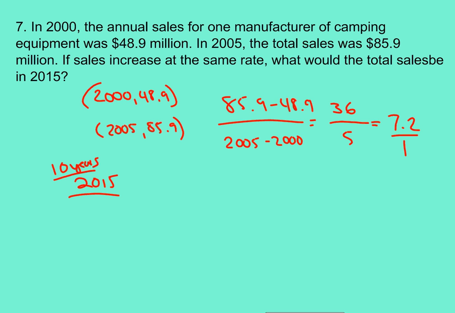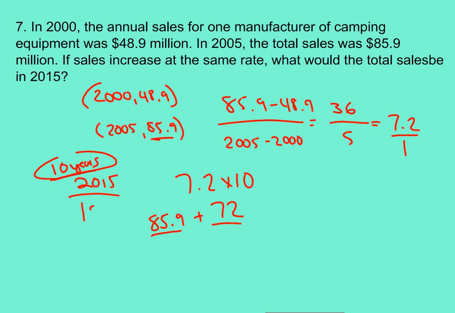Okay, so if I want to know what it's going to be like 10 years down the road, I'm going to take 7.2 times 10, and that's 72. And I'm going to add that to 85.9. All right, so 85.9 plus 72. So in 2015, if this trend continues, it's going to be $157.9 million. Okay, that's what you're looking at. How is that rate applied?